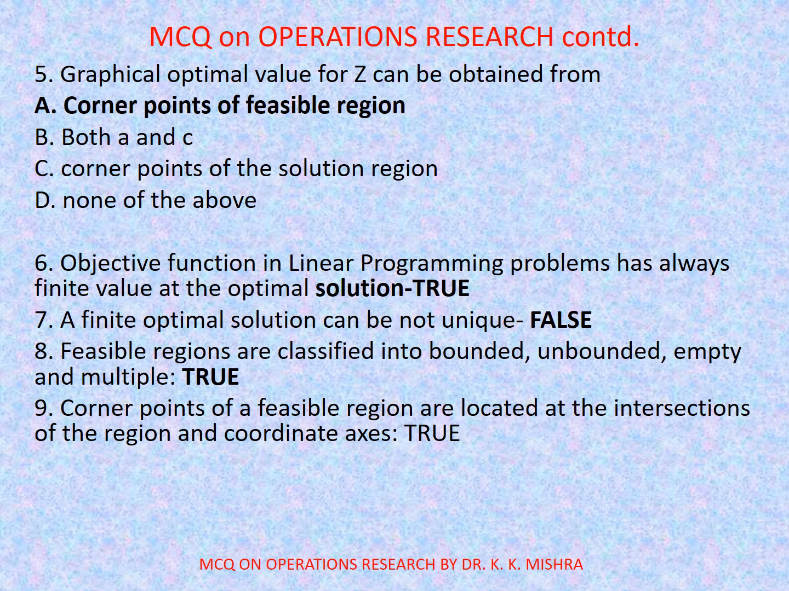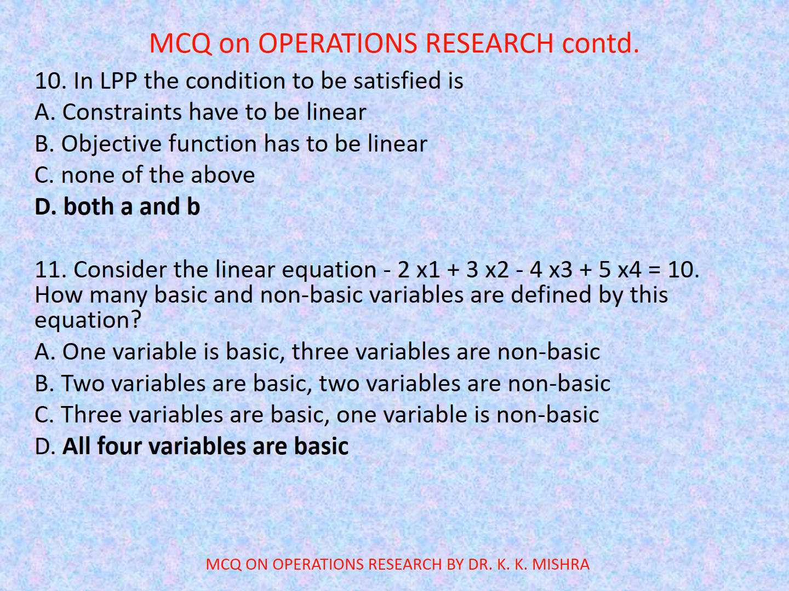Question number 8. Feasible regions are classified into bounded, unbounded, empty and multiple. Options are here true or false? It's true. Question number 9. Corner points of a feasible region are located at the intersections of the region and coordinate axis. It's true.